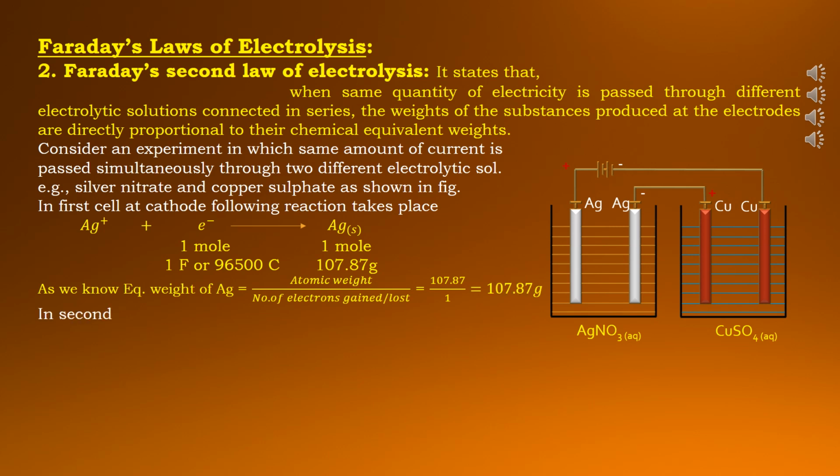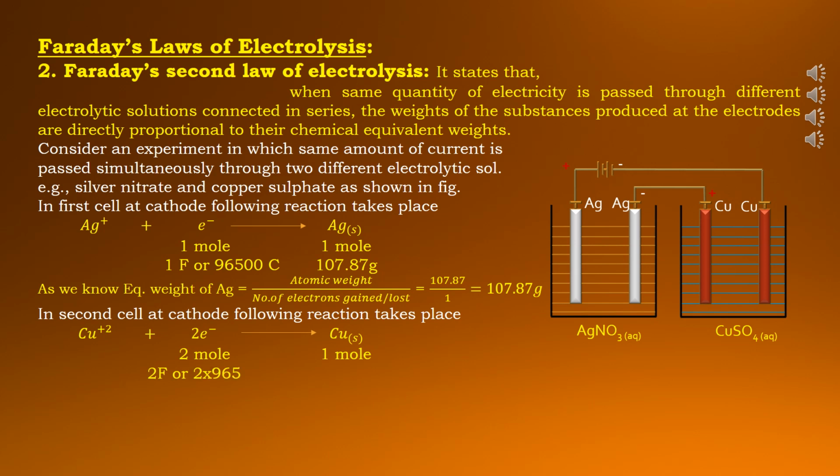In the second cell, at the cathode the following reaction takes place. Copper 2+ ions by gaining 2 electrons change to copper solid. That is, in this case, 2 moles of electrons are responsible for the production of 1 mole of copper solid. Or we can say 2 Faraday, or 2 × 96500 coulomb of charge, is responsible to produce 63.5 gram of copper, which is the atomic weight of copper.